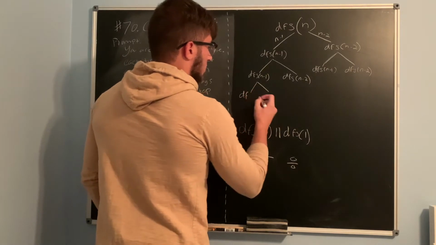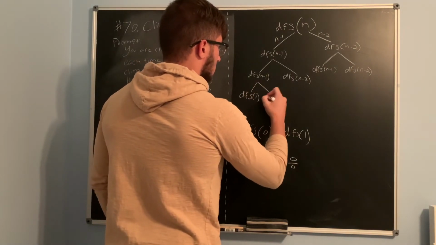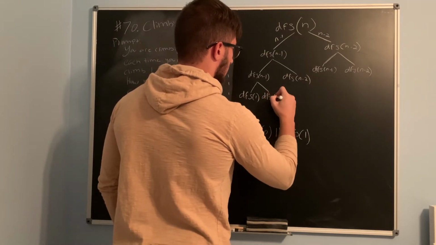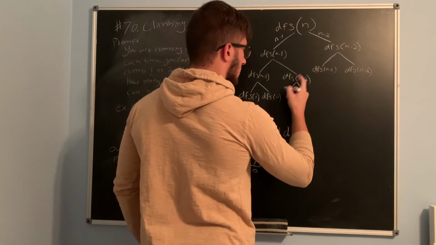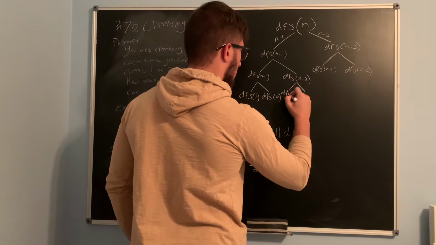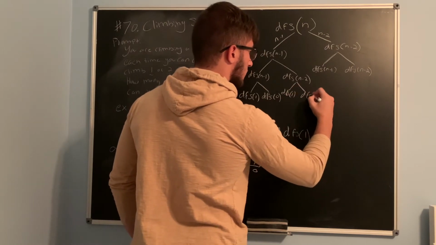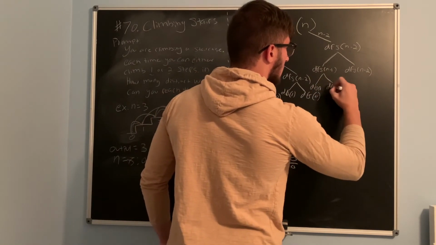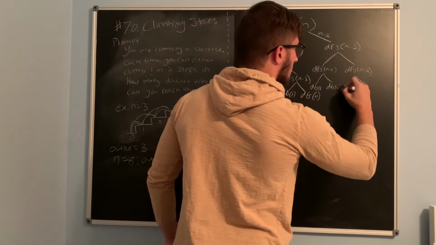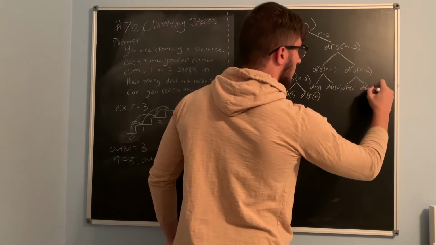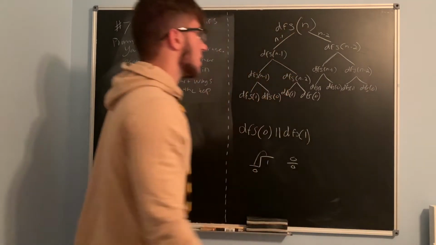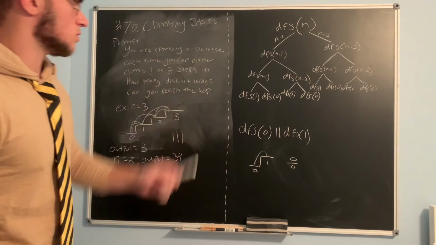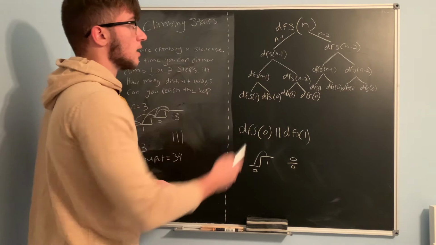Say we reach the bottom and it's DFS of 1, and say we reach another base case, which would be DFS of 0 for each child. Just like that, this would compute all the combinations, and it will do that by backtracking its way back up to the top.